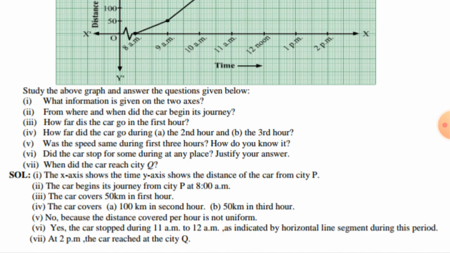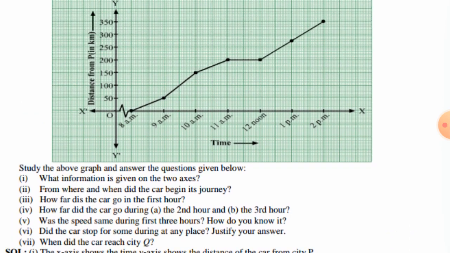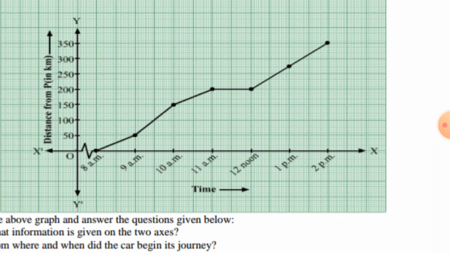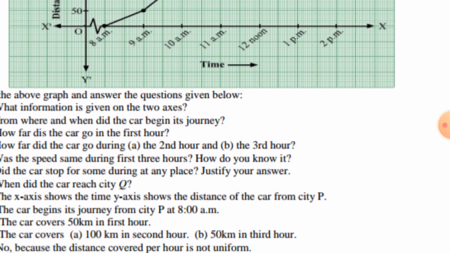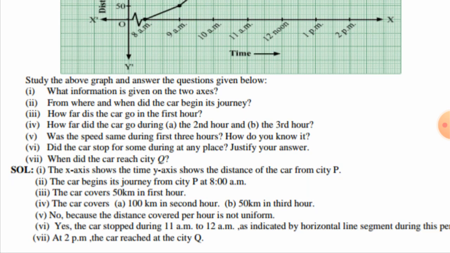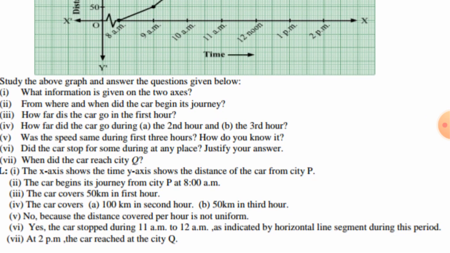Now justify your answer. Yes, the car stopped during 11 a.m. to 12 noon. Why? Because from 11 a.m. to 12 noon the distance is the same. At 11 a.m. it is at 200, and at 12 noon it is also at 200. So we can say that during 11 a.m. to 12 noon the car is stopped for some reason, as indicated by the horizontal line segment during the period.